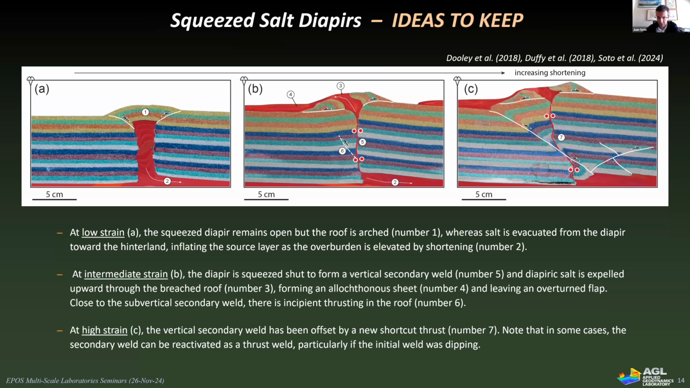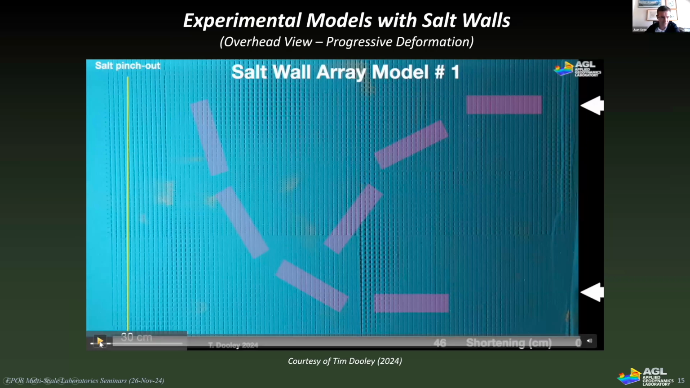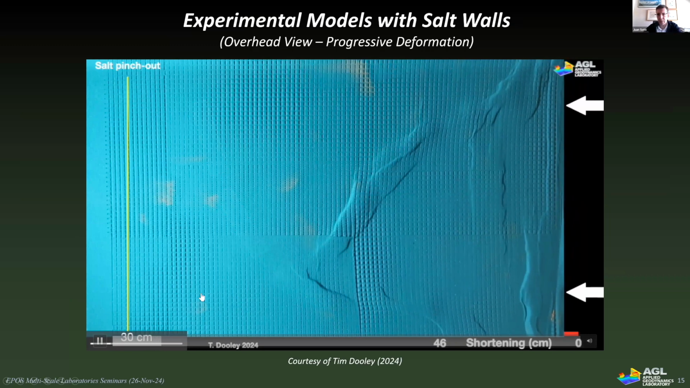They are not punctual. Let's use some modeling from Tim Dooley to inspect how salt walls oriented differently behave according to the shortening. This is east-west, so it's parallel to shortening. We have some walls that are oblique and some of them that are frontal. Let's see how the evolution of the model shows us a different structural style.